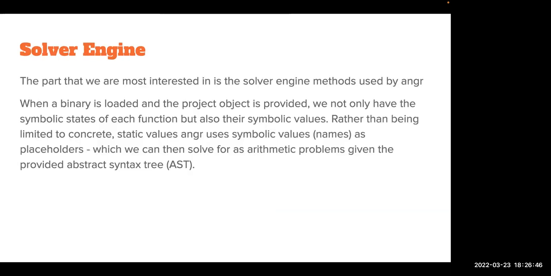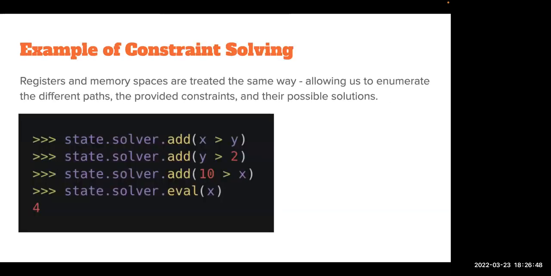This kind of explains the state solving better. So it's always better to use examples. The state solving would be where you add all these constraints and then you evaluate it. So you have the symbol X, the symbol Y, and the constraint where X is greater than Y. You have the next constraint where Y is greater than 2, and the third constraint where 10 is greater than X. And then you tell the state solver to evaluate for these constraints what X is equal to.